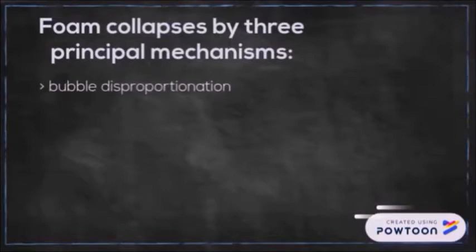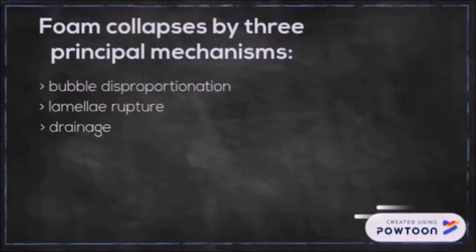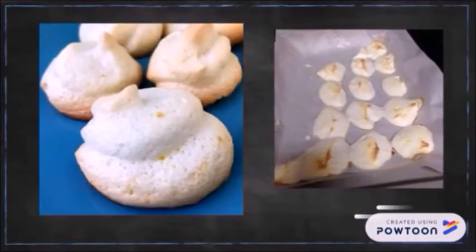Foams collapse by three principal mechanisms. One of them is bubble disproportionation as a function of time. The bubbles reduce in size with time due to air diffusion from the interior, which is a region of higher pressure. The second one is lamellar rupture. Bubbles coalesce quickly due to pushing and pulling forces causing hole formation between two bubbles. Finally, drainage. Water around the bubbles naturally drains down to the liquid layer, removing proteins from the foam around the bubble, which eventually becomes too thin to support the bubble. As you can see, this is the difference between a perfect meringue and a failed meringue which has collapsed.